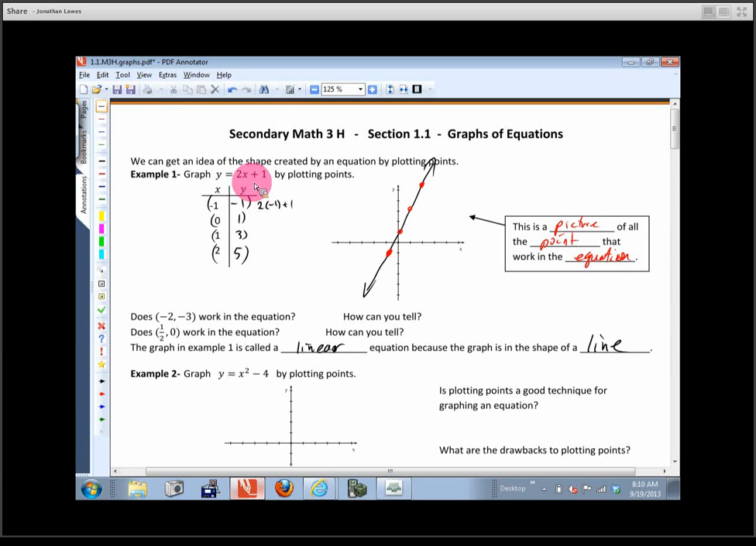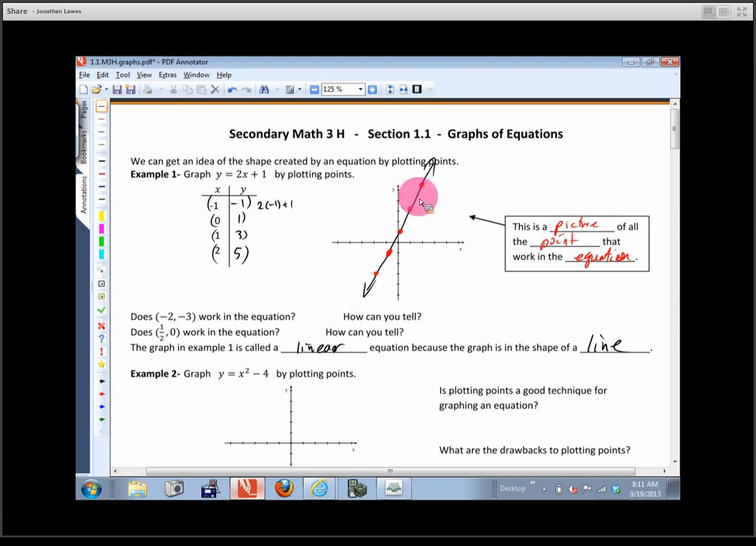But let's take this point right here, (-2, -3). Let's find that one, (-2, -3). That would be about right here. That's not one of the points that we graphed originally, but does it work in the equation? How do you tell? Because, okay, we could plug it in. That would be one thing. Another way to tell would be it's on the graph. If it's on the graph, it's got to work in the equation.